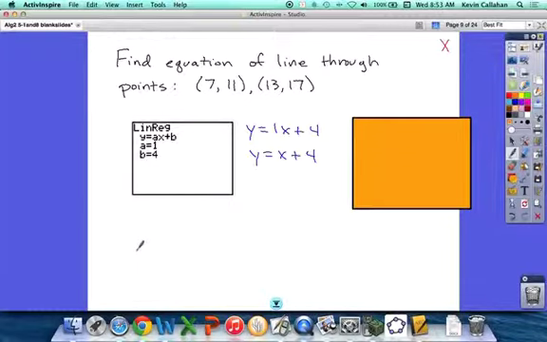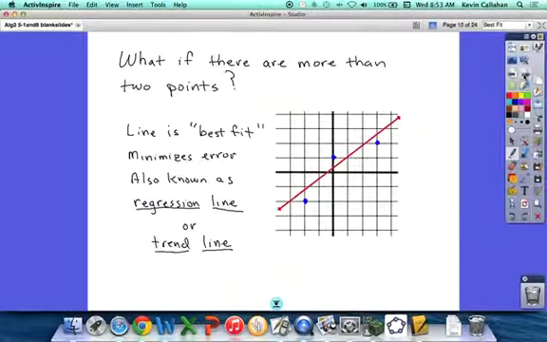So given 2 points, remember, a line contains infinitely many points, but you only need 2 points to define a line. In fact, if all you know is 2 points, there's only one line that can go through those 2 points. Okay. Good question is, what do you do if you have more than 2 points?